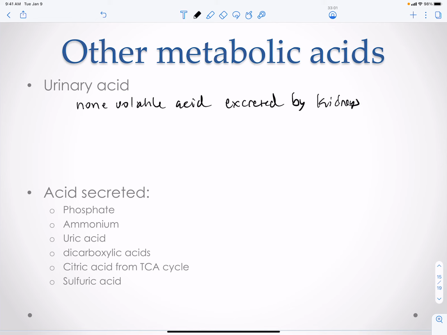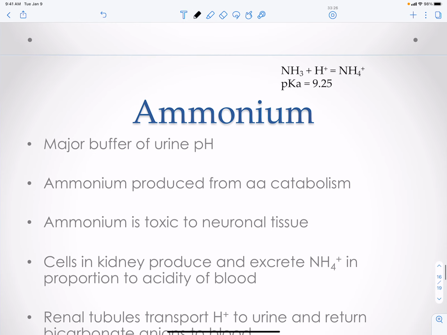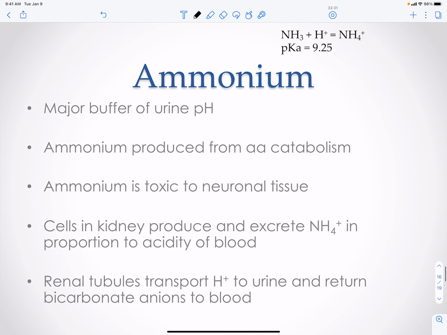Acid that's going to also be secreted comes from different sources: uric acid, citric acid from TCA cycles, sulfuric acid, etc. The pH of your urine is 5.5 to 7.0, and the minimum is a pH of 5.0. Now, ammonium is going to be important as a buffer of the urine.